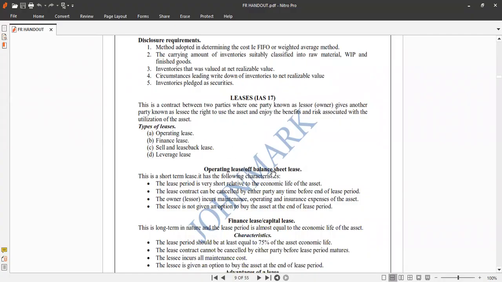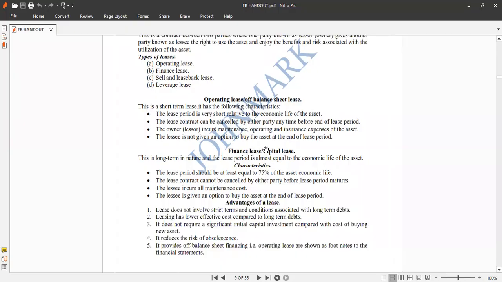Good. What's an operating lease? We're saying that these are short-term leases, and they have the following characteristics: the lease period is very short relative to the economic life of the asset. The lease contract can be cancelled by either party anytime before the end of the lease period. Then the owner or the lessor incurs maintenance, operating, and insurance expenses of the asset. Then the lessee is not given an option to buy the asset at the end of the lease period. Then we have finance lease or capital lease, and we say that finance lease is a long-term lease.